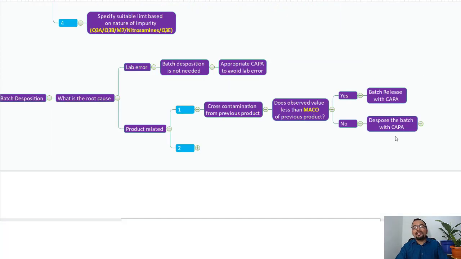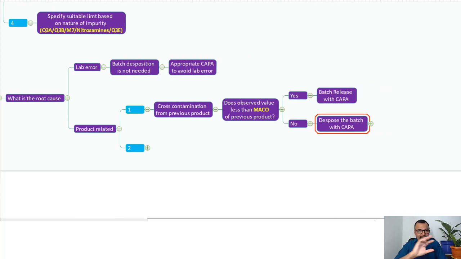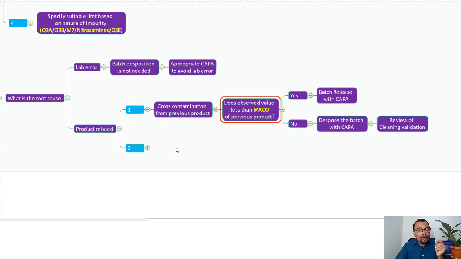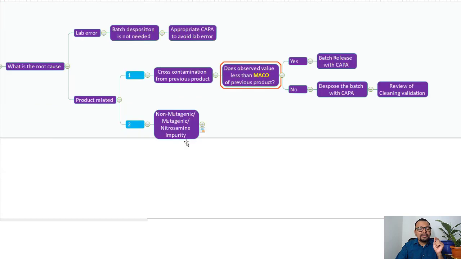You have to think of disposition of the batch with the appropriate corrective action, because the content of previous product is more than the macro and you will not be able to release the batch, but you have to dispose the batch, and you need to rethink your applied cleaning procedure. You need to think about the cleaning validation which was conducted in the past. So review of cleaning validation becomes very important in case of cross contamination due to the carryover of the previous product.